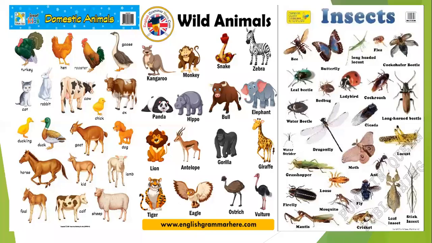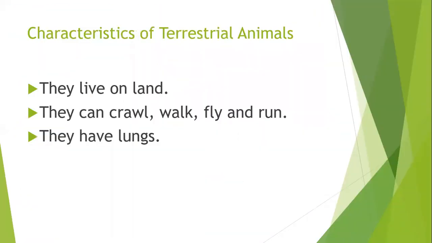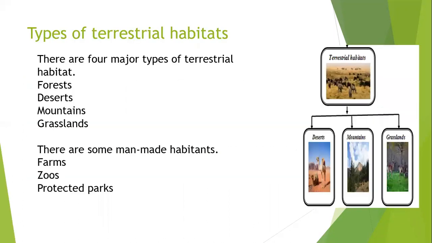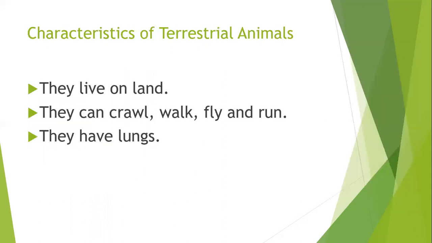Let's go back for a bit. So we said terrestrial animals are animals that live on land, and terrestrial habitats are forests, deserts, mountains, and grassland. And we have some man-made ones: farms, zoos, and protected parks. Terrestrial animals, for one, live on land. They can crawl, walk, fly, and run. Some are able to do all, some are able to do some, and they have young. They have lungs.